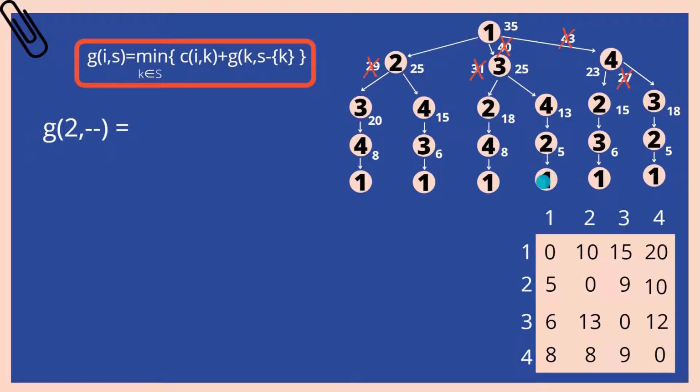We are returning back to the first city itself. So that is going to be 5. So now from 3, that is 6. And from 4, that is 8. So let's move one step further.